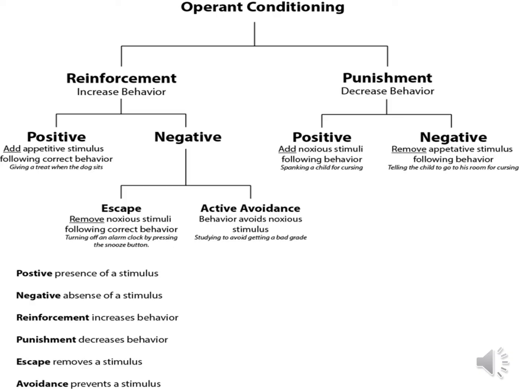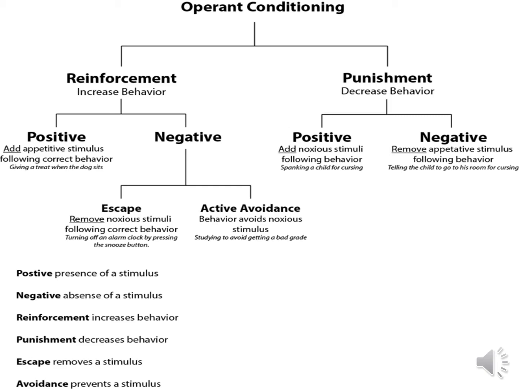Okay, as you see the diagram on the screen, this is the operant conditioning flow of B.F. Skinner. So the reinforcement, the punishment. Reinforcement increases the behavior of the learners, but it has two types, positive and negative. So positive is an appetitive stimulus following the correct behavior of the learners. When we say negative, there are two options, either escape or active avoidance.